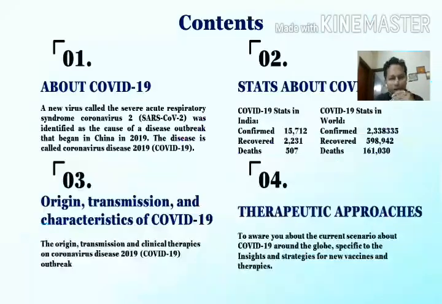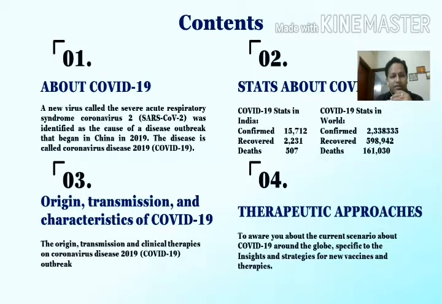So our whole discussion will be confined in four major parts. In the first part, I will be discussing the COVID-19, how it arose, how the SARS-CoV-2 was named, the different aspects of the virus. And in the second, we'll be discussing its stat part.